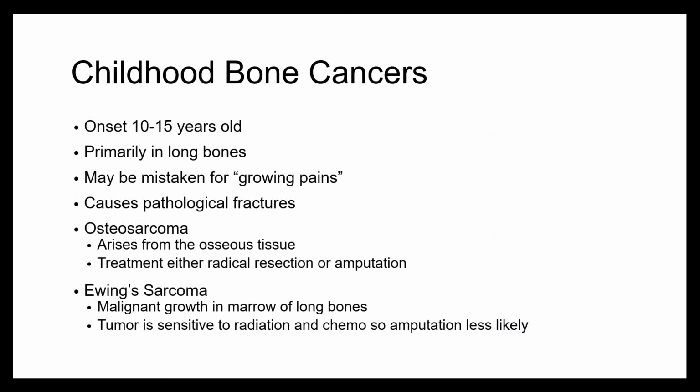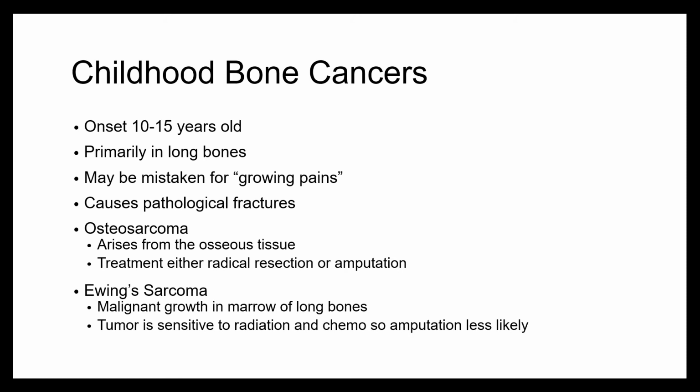Our next pediatric musculoskeletal condition we're going to look at are the couple of different types of childhood bone cancers. We have 2 types of childhood bone cancers that I want to mention. One is osteosarcoma and the other is Ewing sarcoma. These types of cancers tend to have an onset around 10 to 15 years of age, up to about 20 years of age, with the peak being around age 15. Bone cancers are more common in boys than they are in girls with both types.